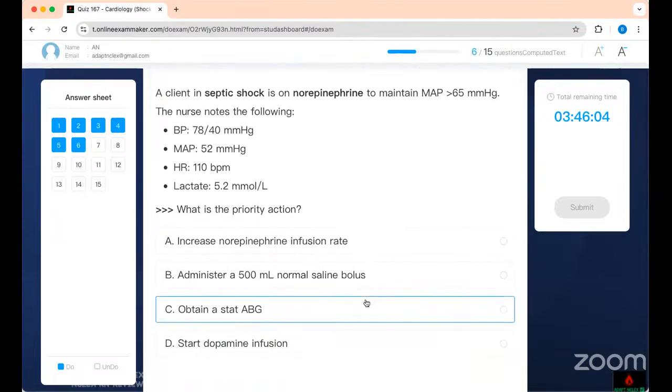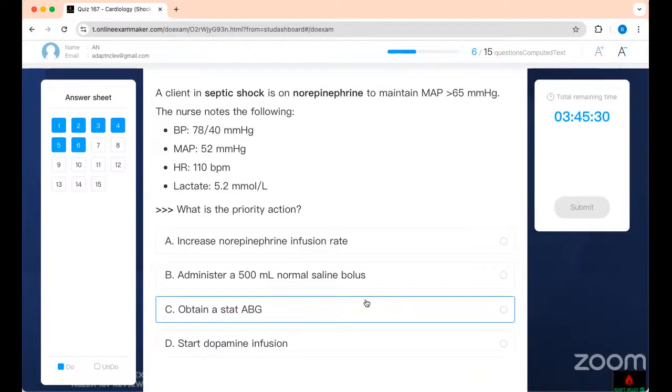The client in septic shock is on norepinephrine. Look at it. I keep on going back because it's content there. Now we're squeezing to maintain a MAP of 65. Look at it. Patient is in septic shock. We're squeezing them and their MAP is 65. MAP of greater than 65 is normal. That is your clue. Every time they give you a question, there's something in it that is giving you a clue. The norepinephrine is doing its job.